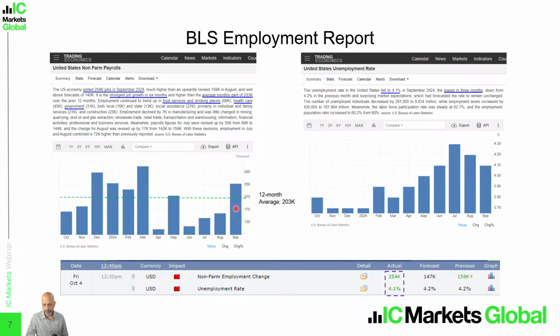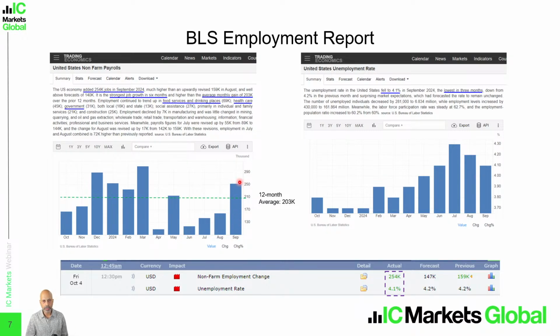We can also see that September's job creation also exceeded the 12-month average of 203,000. So it does look like job creation has ticked higher in September. But whether this continues moving forward is something that's to be seen as well.